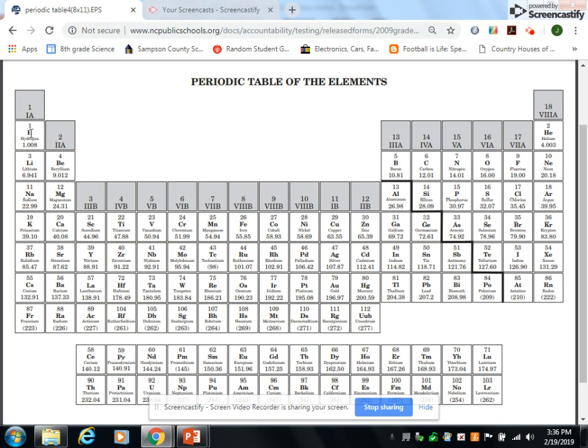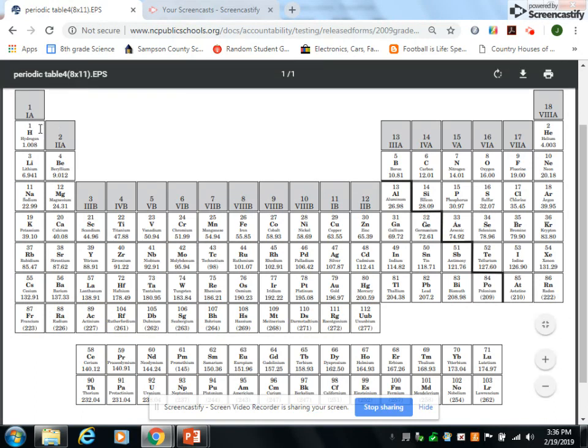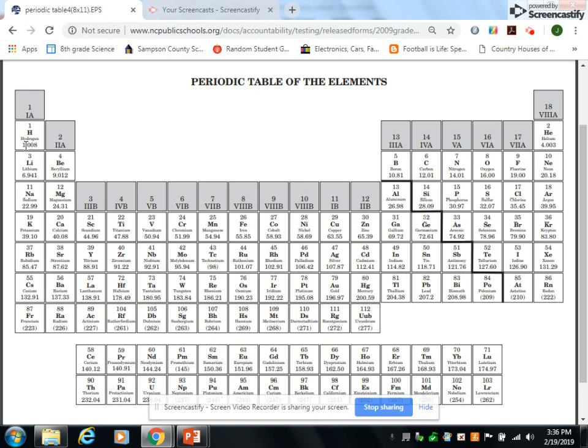Now hydrogen's over here. A lot of the periodic tables kind of put it up in the air by itself because it's reactive, but it's not really, it's a gas. It's kind of its own little thing.